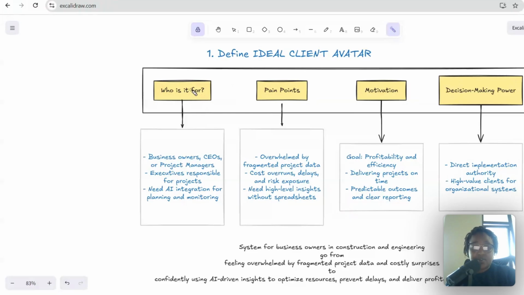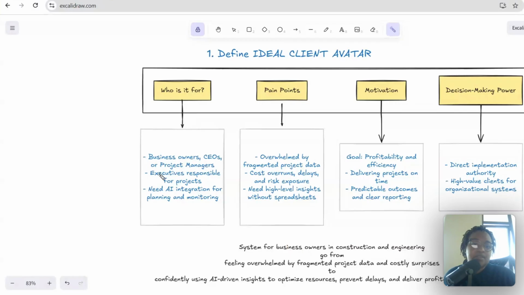What are their pain points? What's their motivation? And what's the status of their decision making power? Can they make the decision at all? So we are going to work with a case study throughout, and our case study for today is business owners in construction engineering. So this can be business owners who have construction companies, like maybe roofing, plumbing, mechanical, that sort of thing.